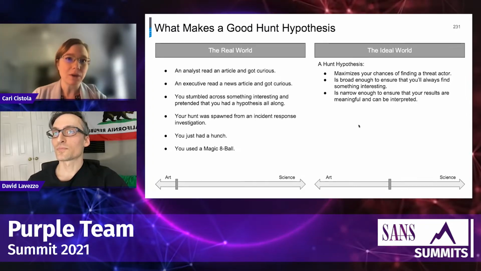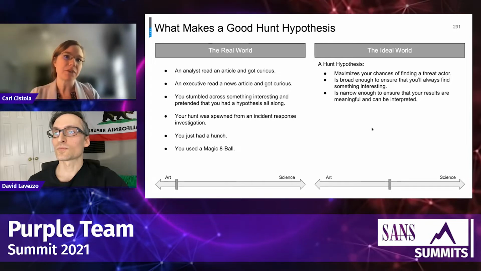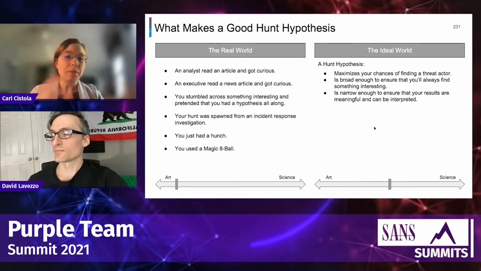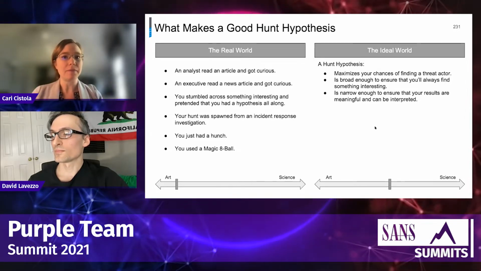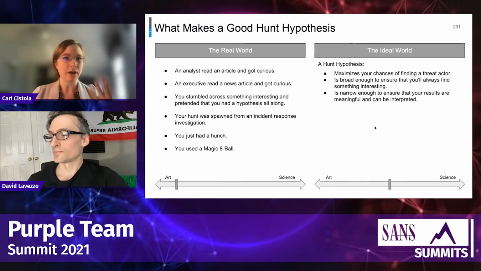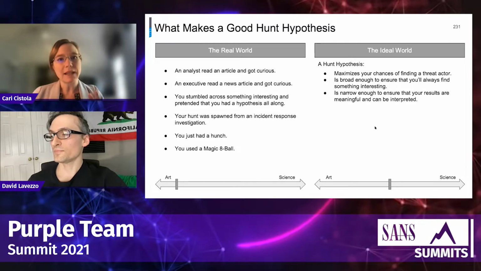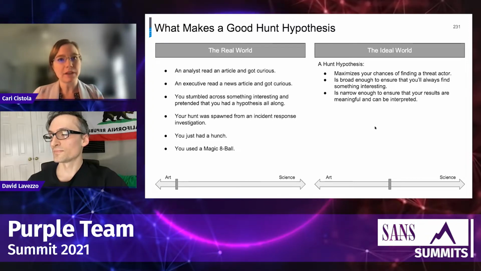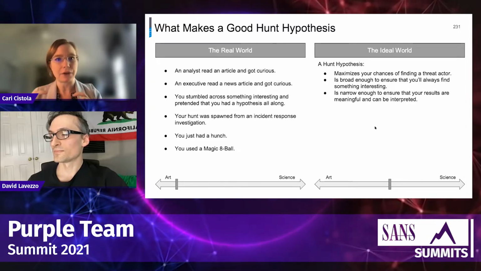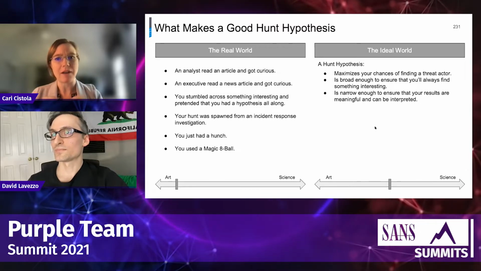But in the ideal world, as you start to mature your program beyond that curiosity-based or intuition-based hunting, there are a couple things that typically you want to maximize for your hunt when you're creating your hunt hypothesis.